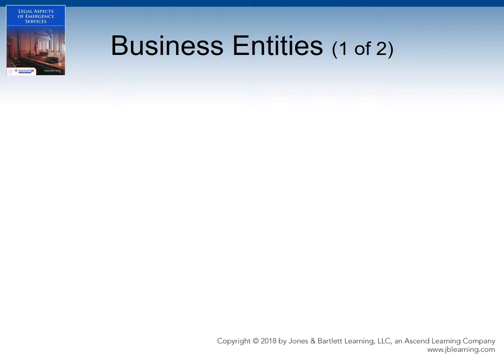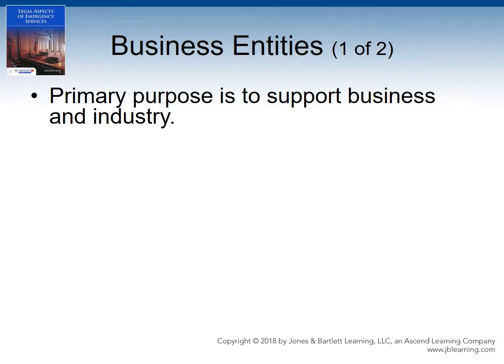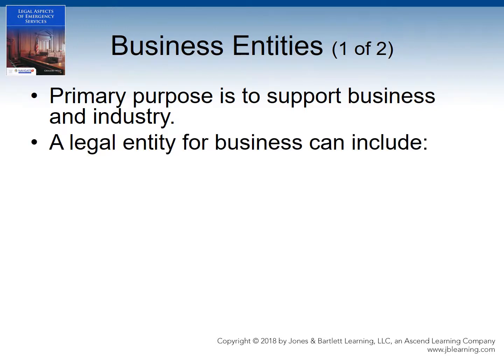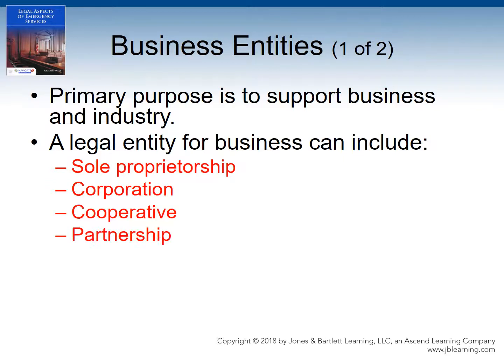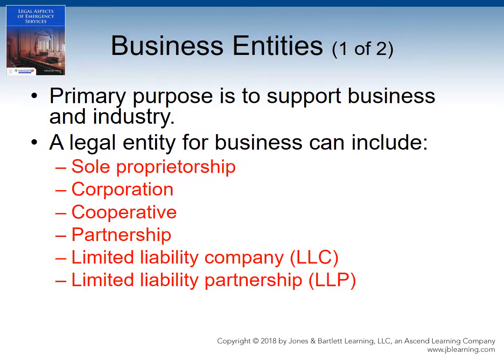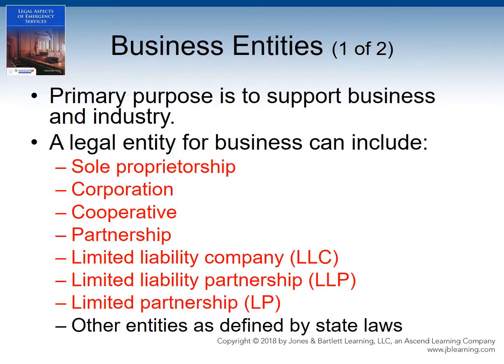Aside from legal governmental entities, there are also business entities that are formed with the primary purpose of supporting business and industry. These types of legal entities are defined by state laws and can be diverse depending on the state. Common legal business entities include sole proprietorships, corporations, cooperatives, partnerships, limited liability companies, limited liability partnerships, and limited partnerships. There may also be other entities defined by the laws of a specific state.